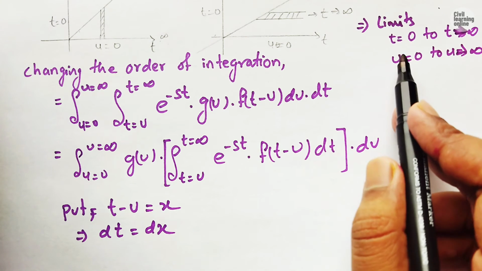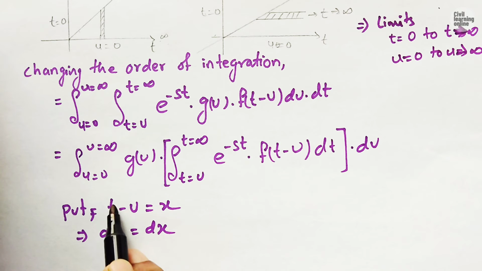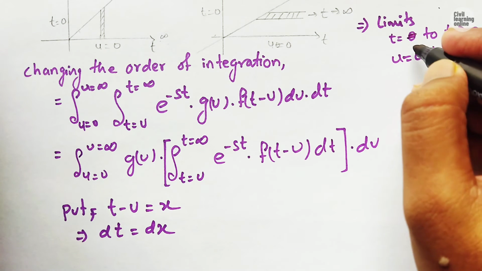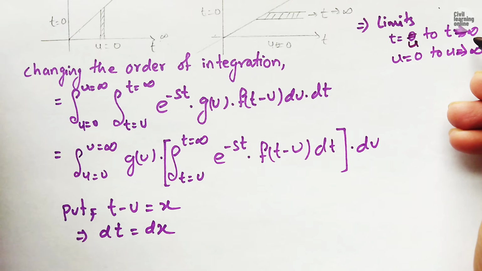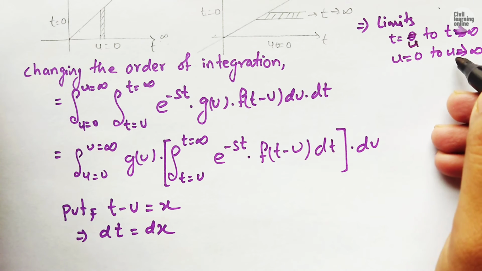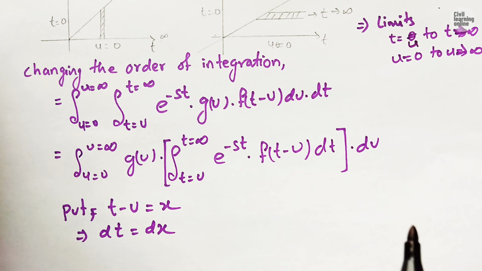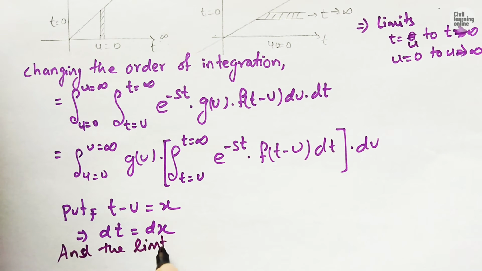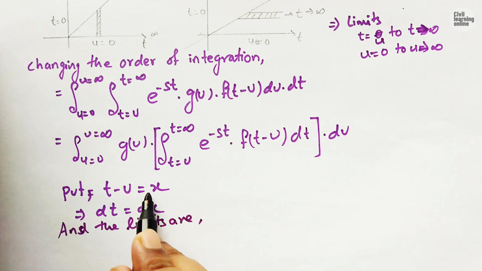Okay, so now what happens if we put t equals to 0 here? In this figure we have the limits t equals to u and t tends to infinity, similarly u equals to 0 and u tends to infinity. If we substitute t equals to u here, we will have x equals to 0, so we have another limit. We have considered that t minus u equals to x, so now we have to check for the limit in terms of x.